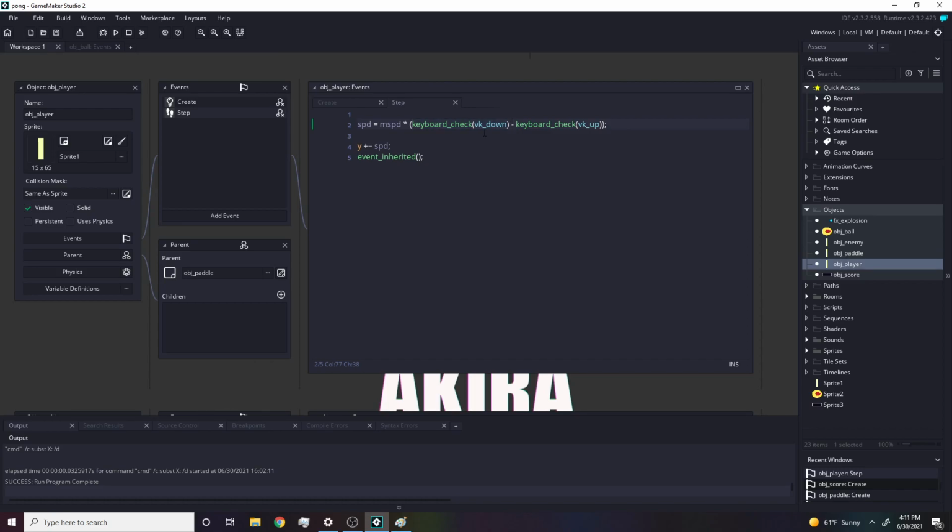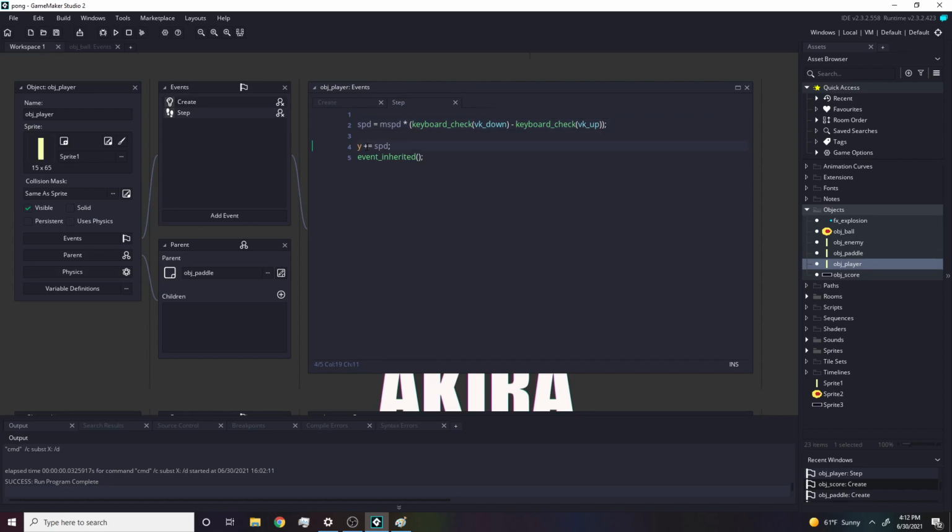So if this, for instance, is 1, if I'm pressing down, and this, for instance, is 0, this will be speed times 1, because 1 minus 0 is 1. So I will be going down, because as we add to y, we go down. And if this is 0 and this is 1, then we will get 0 minus 1, so it'll be negative 1. So it'll be the speed times negative 1, so we'll be going up. And if these are both 1, then they're going to subtract each other and become 0, and then we're just not going to move at all.